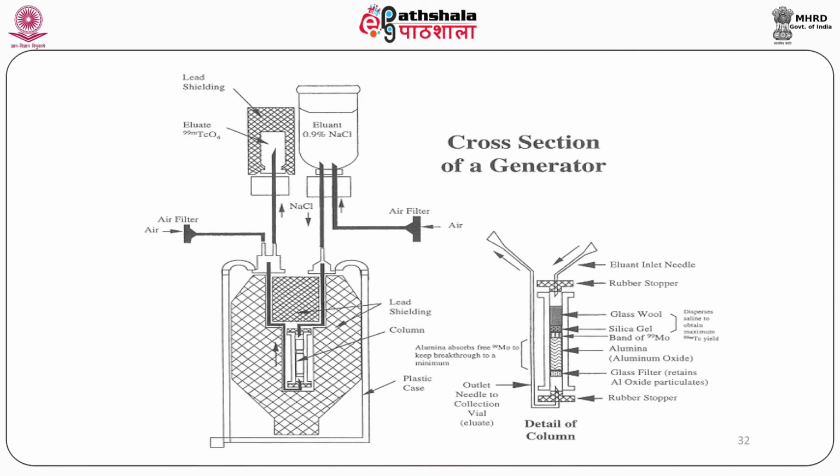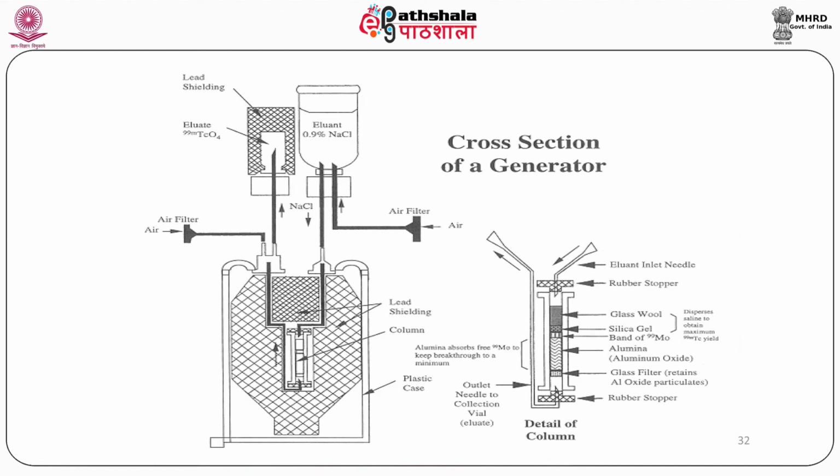The technetium which is formed during the decay of molybdenum is available to us, which is not absorbed in the alumina column, and finally it comes out in the other vial in the form of pertechnetate, as you can see, and it is covered with lead as a shielding material.